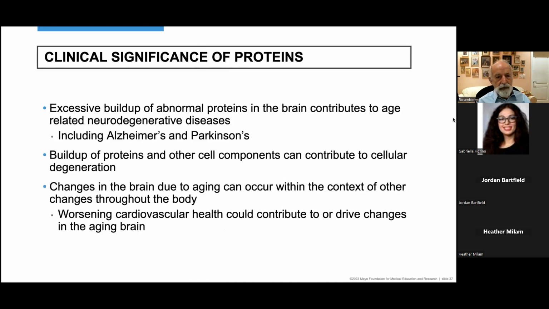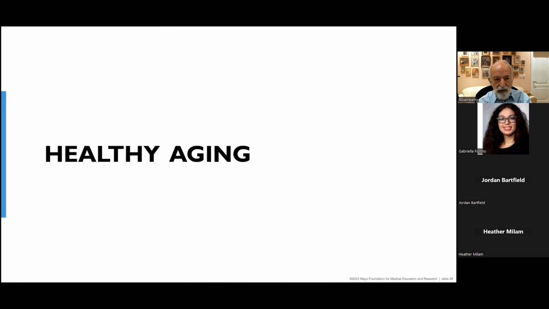Next. All this has a clinical significance. Excessive buildup of abnormal proteins in the brain contributes to age-related neurodegenerative diseases, including Alzheimer's and Parkinson's. Buildup of proteins and other cell components can contribute to cellular degeneration. And changes in the brain due to aging can occur within the context of other changes throughout the body. For example, worsening cardiovascular health could contribute to or drive changes in the aging brain. And healthy aging.